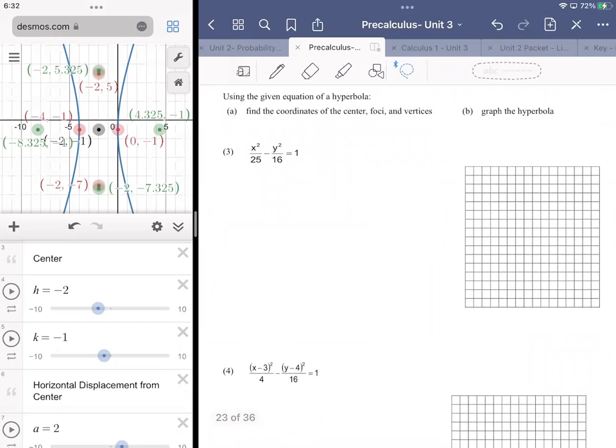You see the problem here: find the coordinates of the center, foci, and vertices. If you know the standard form, one variation of it is (x minus h) squared over delta x squared minus (y minus k) squared over delta y squared is equal to 1. All right, so that's the model we're working off of here.